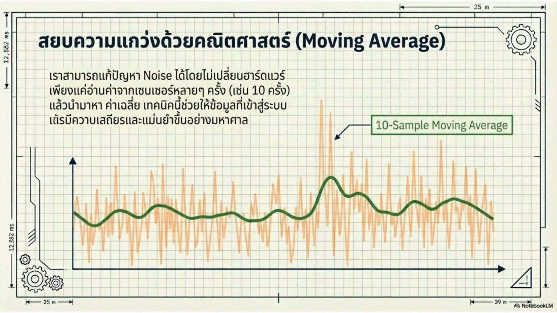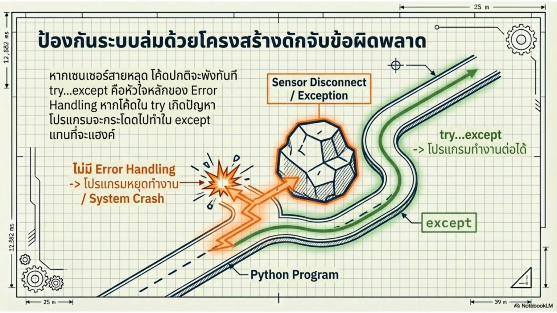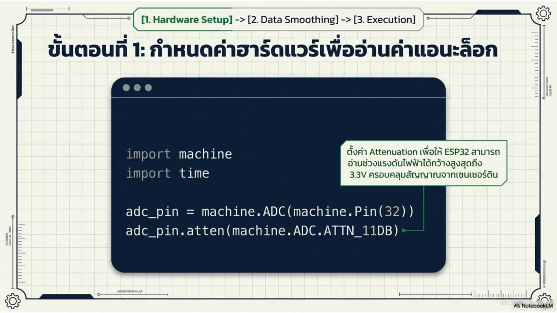We can eliminate noise without changing the hardware by using a mathematical approach like the moving average. Reading the sensor multiple times and averaging the results provides a much more stable and accurate data input. To prevent system crashes when a sensor disconnects, we use error handling structures like try, except. If an error occurs in the try block, the program gracefully executes the except block, allowing the system to continue running.